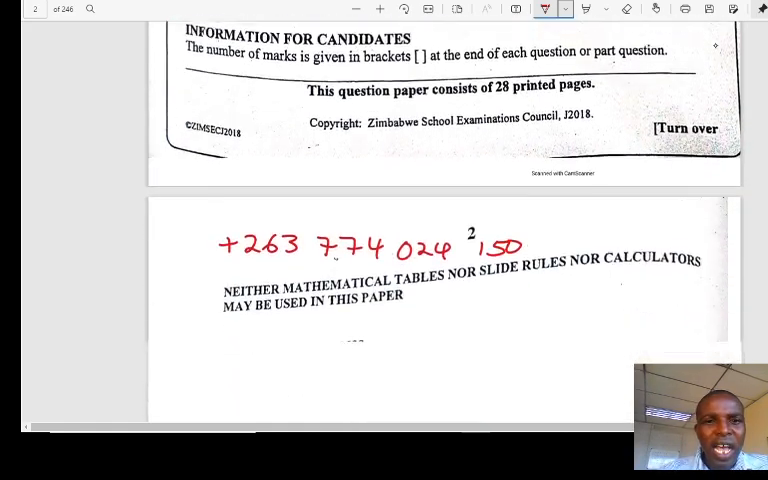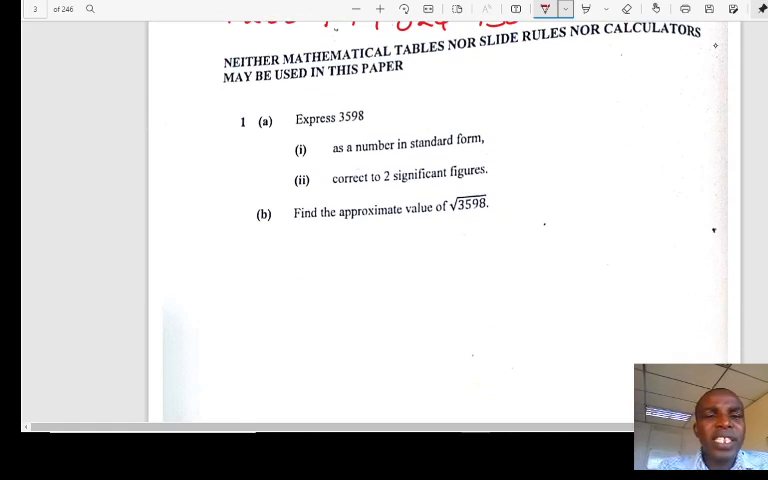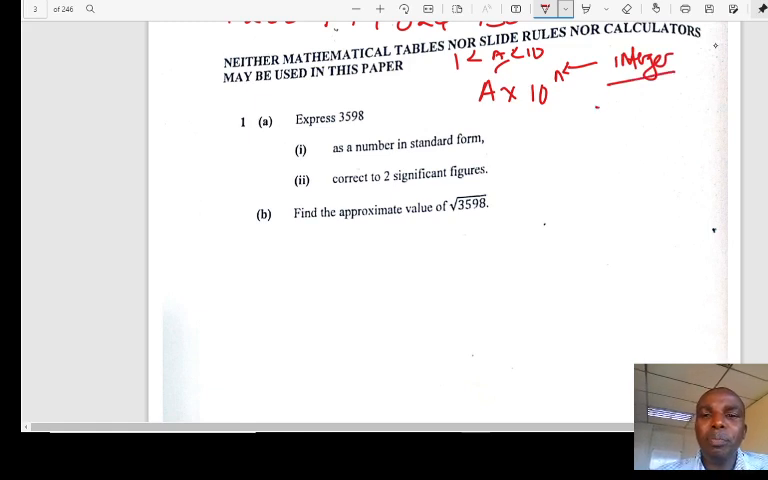Nice one. Then first part, question number 1. Express 3598 as a number in standard form. Standard form is always in the form of a times 10 to the power n, where this a is a number that is between 1 and 10. Then n, the power, is an integer. An integer is a whole number. It can be positive or negative, but as long as it's a whole number, it's called an integer.